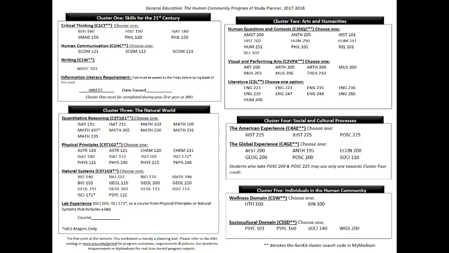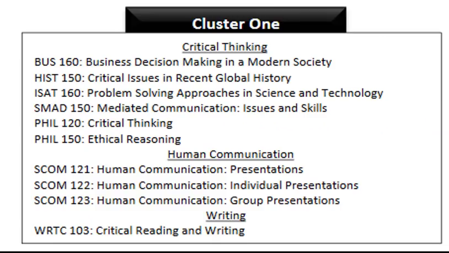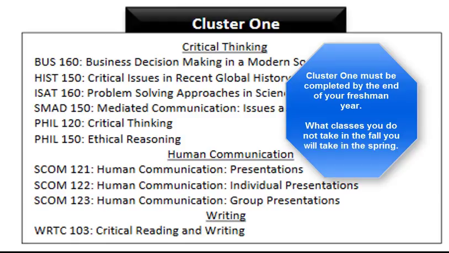We'll start with Cluster 1, the skills for the 21st century. The areas of discipline in Cluster 1 are critical thinking, human communications, and writing. If you took writing in high school as a dual enrollment course, or you have test credit from AP, IB, or CIE, you may have credit for WRTC 103. Cluster 1 is the only cluster that must be completed by the end of your freshman year.